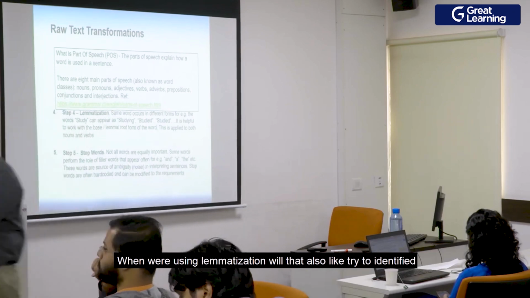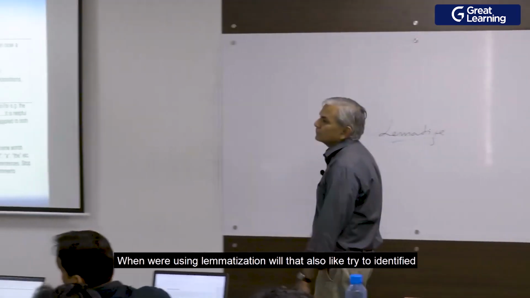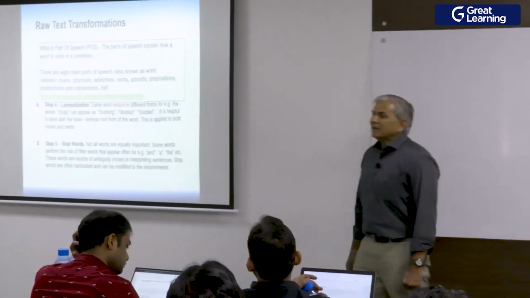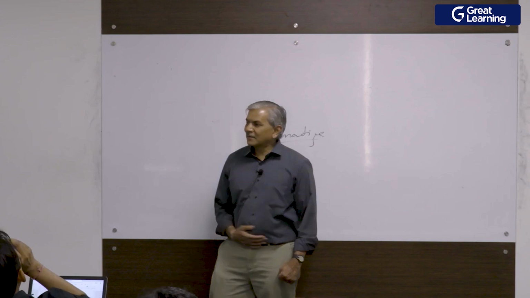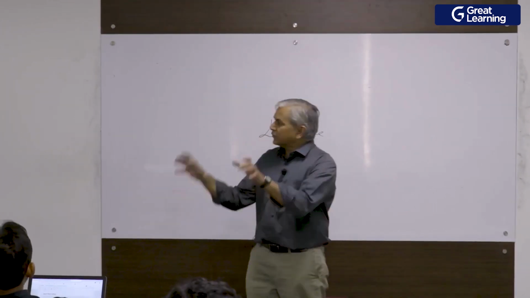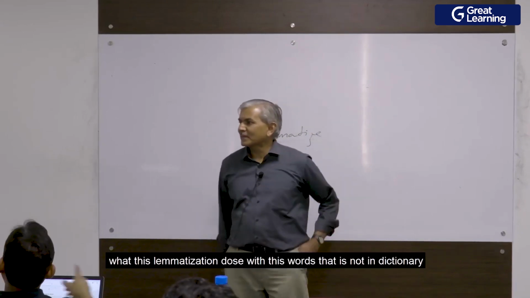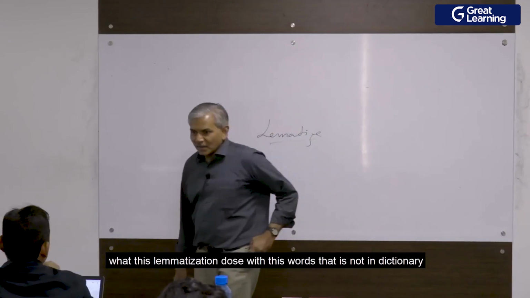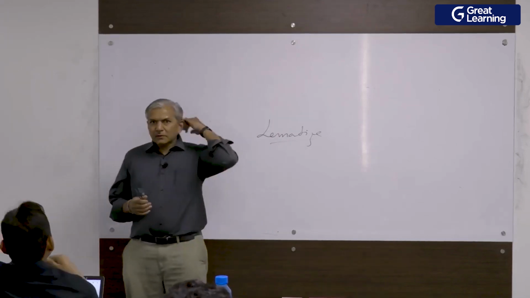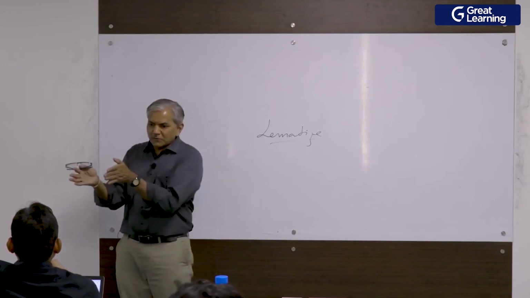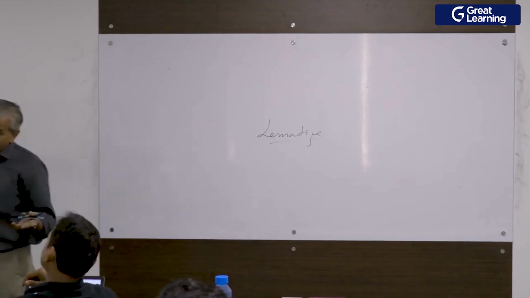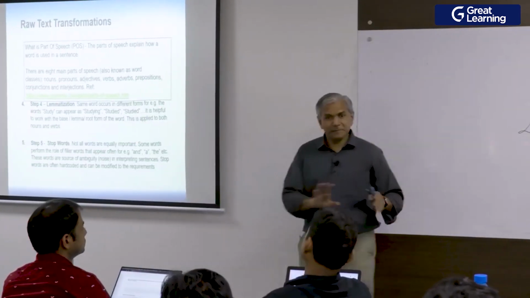We're using Devise. So will that also try to identify the...? It doesn't identify, it uses it. When you do use part of speech tagging, that's when you'll actually see which is noun, which is pronoun. What does this lemmatization do with words that are not in the dictionary? It ignores them, or it converts them to the closest form in the dictionary? It will ignore it if it doesn't find it. It will be ignored.